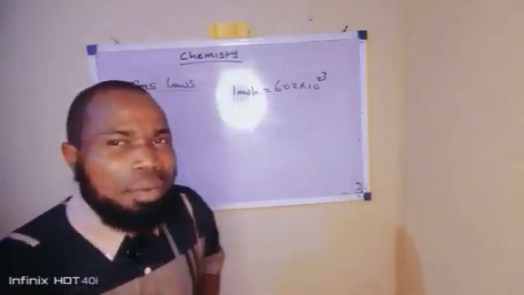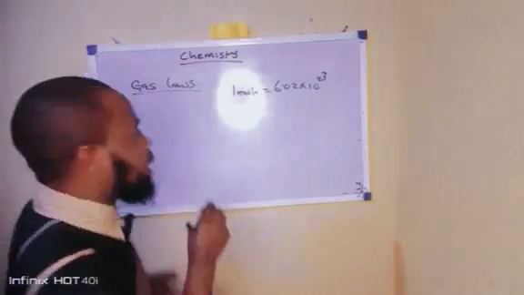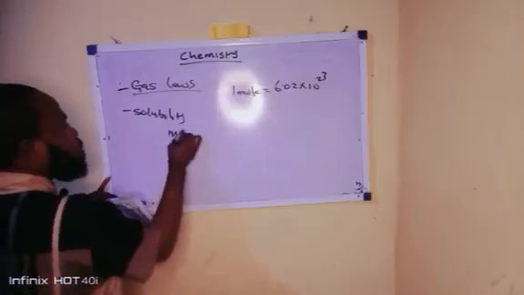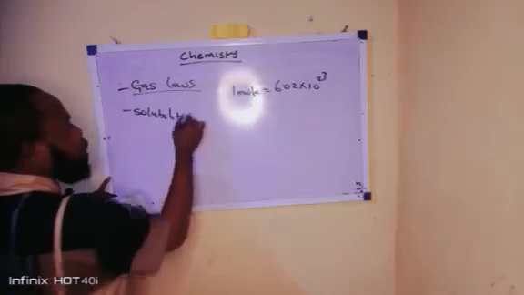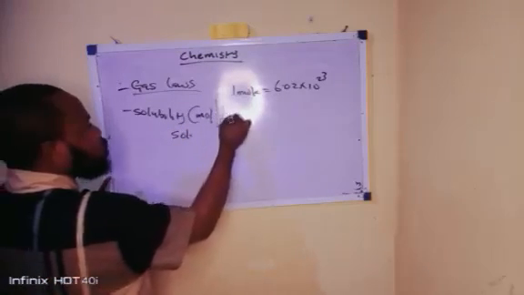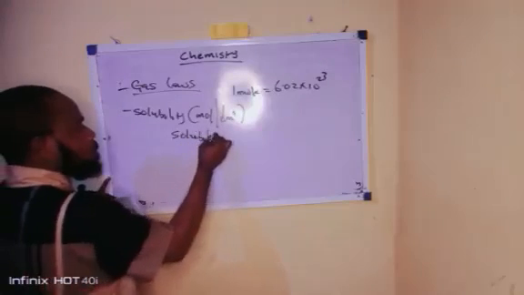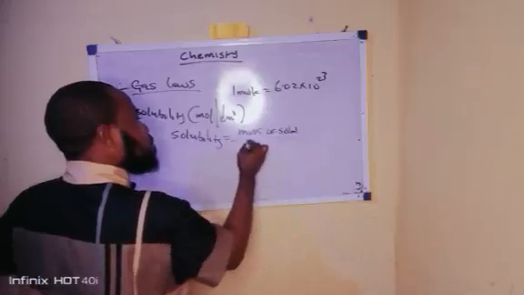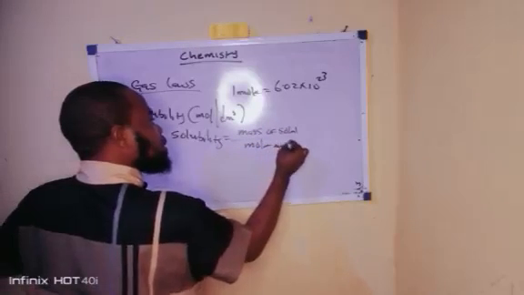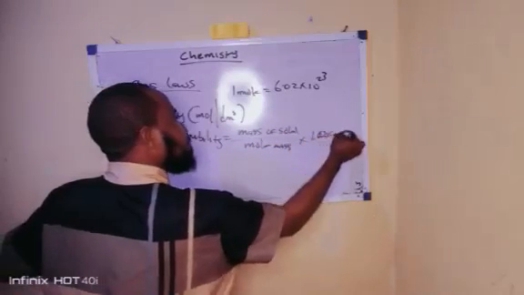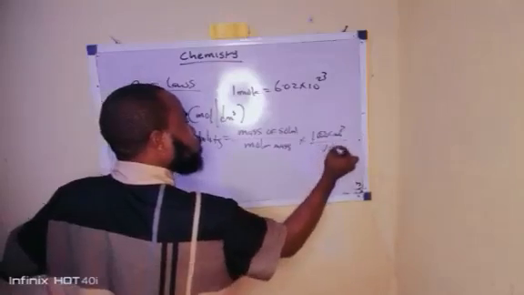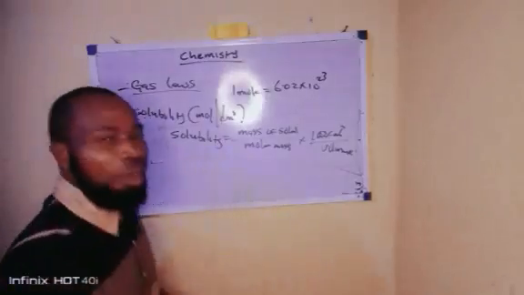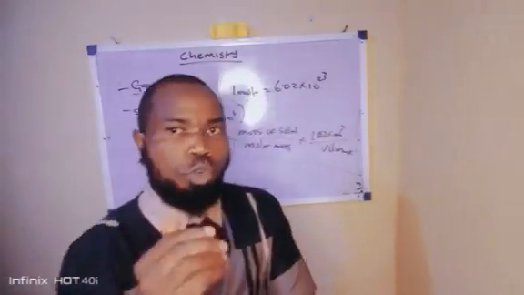Then another area whose formula you should look at again is solubility. How do you calculate solubility in moles per dm cube? Solubility is equal to mass of solute over molar mass, times 1000 cm cube, over the volume of the solvent given. You should put this formula at the back of your mind in case you see questions on solubility to solve.